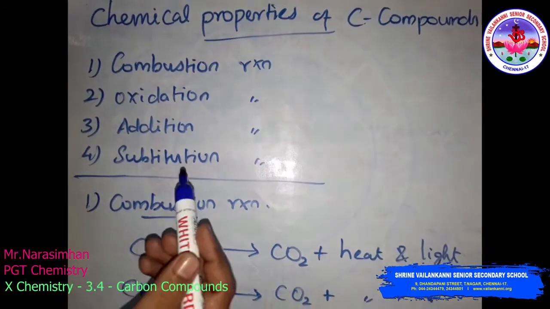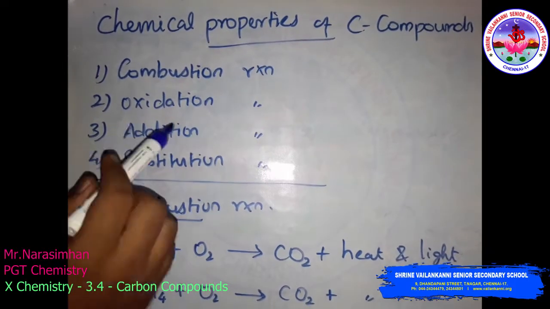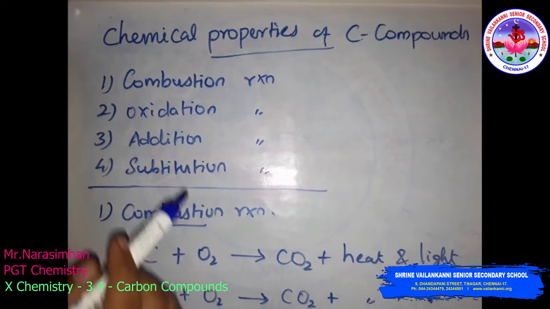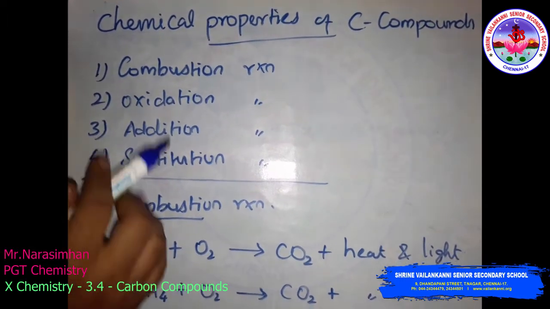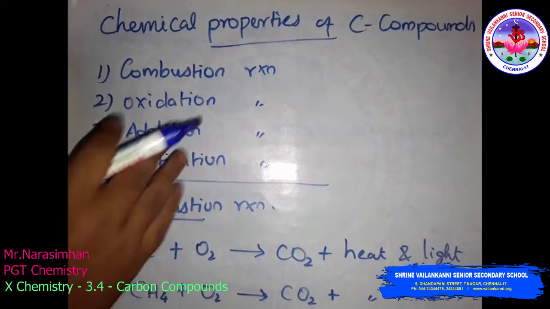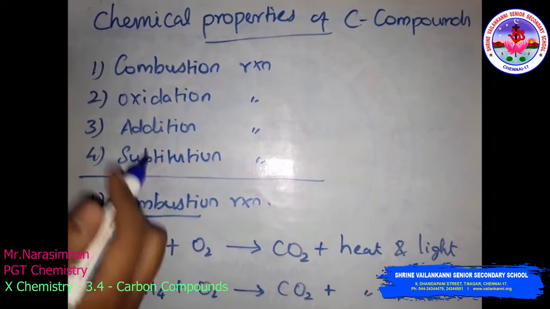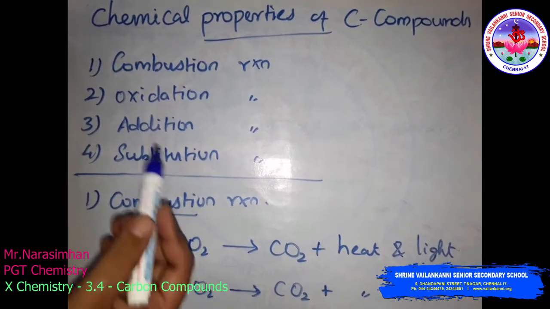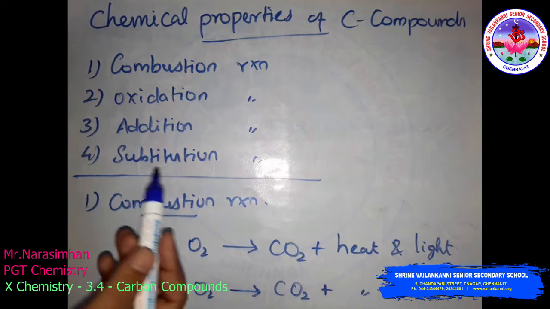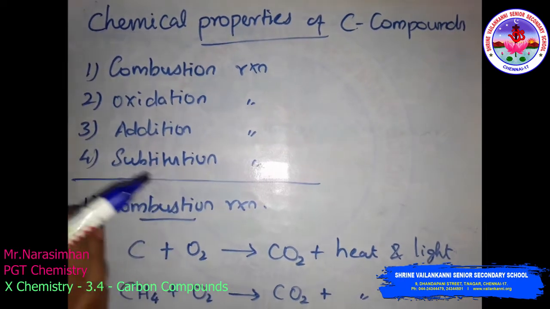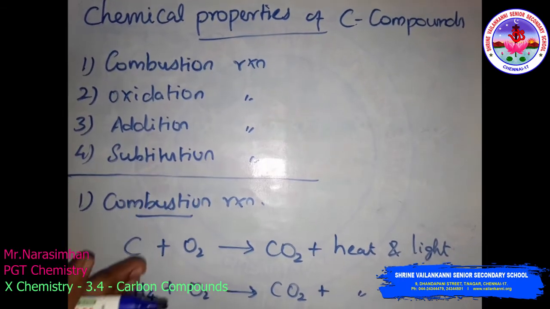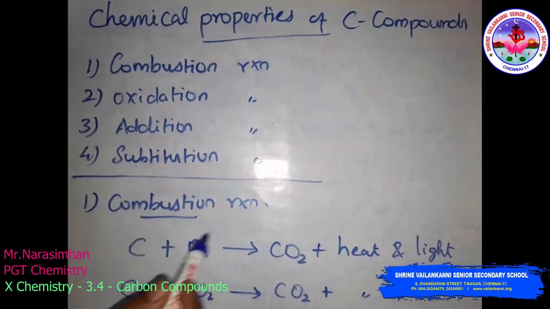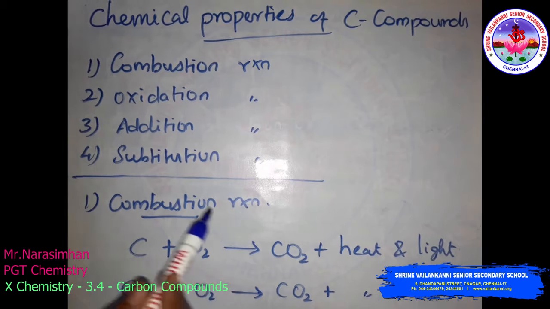We already studied the combustion reaction in lower class. The combustion reaction means carbon in its allotropic forms burns in oxygen to give carbon dioxide, along with the release of heat and light. So carbon usually reacts with oxygen on heating to give a large amount of heat and light, and carbon dioxide gas is produced.